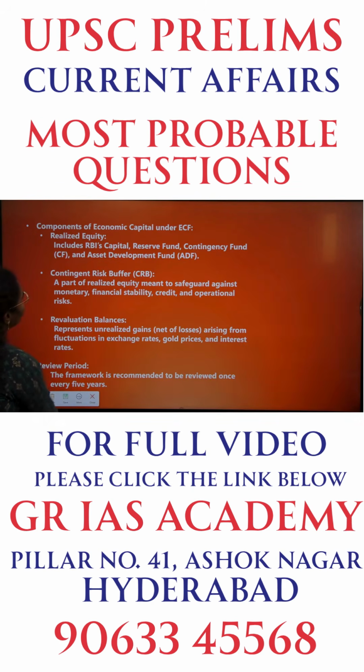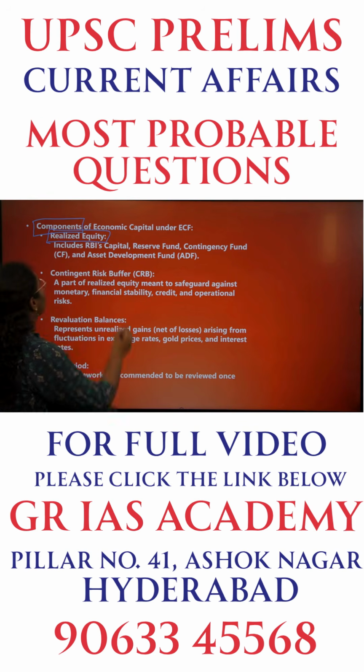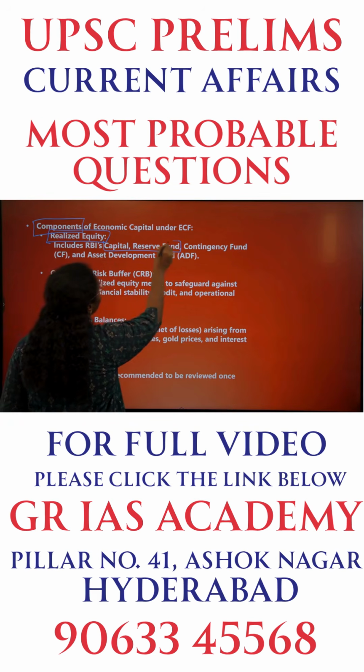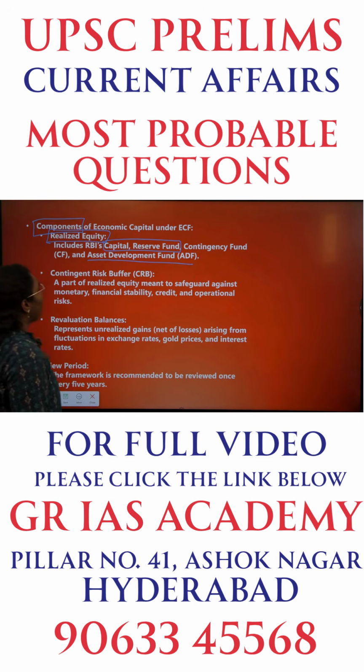And under the Economic Capital Framework, these are the key parameters which are considered to allocate the funds. So the first one would be the realized equity. This is nothing but the current amount of funds held by the RBI. It includes the capital reserve fund, contingency fund, and the asset development fund.